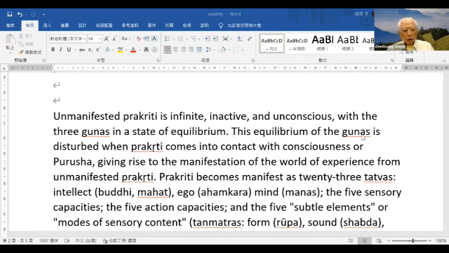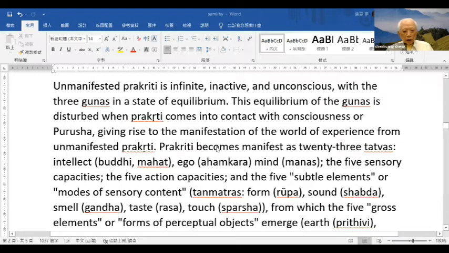This equilibrium of the gunas is disturbed, is activated when Prakriti comes into contact with consciousness or Purusha. It means the Prakriti meets Purusha. Then the balance state of the 3 gunas becomes imbalanced. Prakriti is disturbed to have the process of evolution, giving rise to the manifestation of the world of experience from unmanifested Prakriti. Prakriti becomes manifest as 23 tattvas.